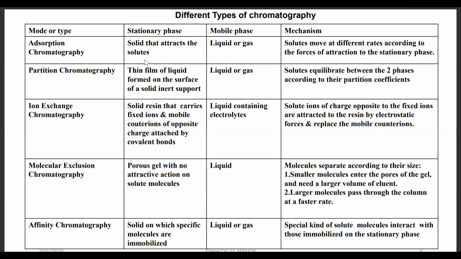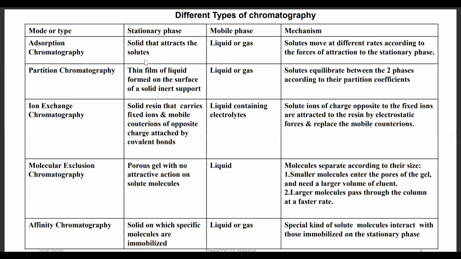In terms of partition chromatography, we have a solid inert support, and on top of the support, we have a thin film of liquid from surface. So that's our stationary phase. Our mobile phase is either liquid or gas, and the solids equilibrate between the two phases according to their partition coefficients.